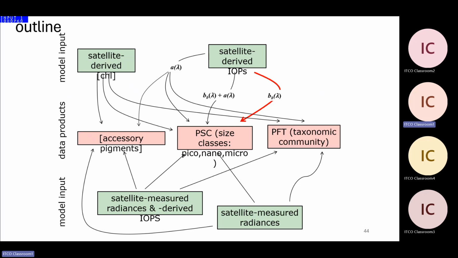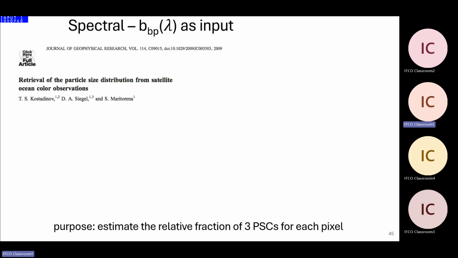Yes, and there's another way we can get from satellite-derived IOPs to size classes, and that's through looking at the backscattering coefficient. Tiho Kostadinov came up with an approach based on the idea I talked about earlier, that scattering properties can tell you a little about size class. Previously I was talking about the backscatter ratio, but if you look at the slope of the backscattering coefficient, that can also give you insight into the size of the things in the water column.